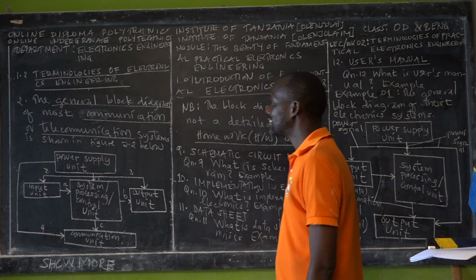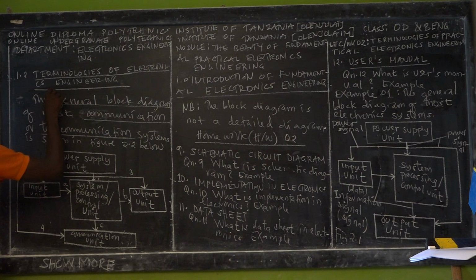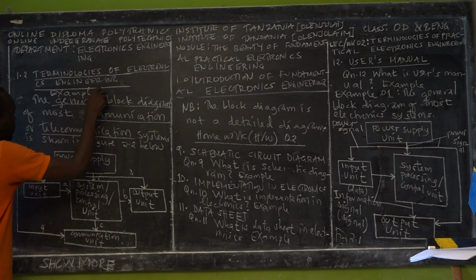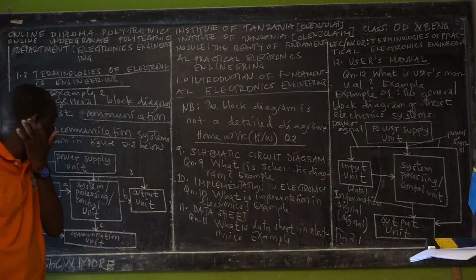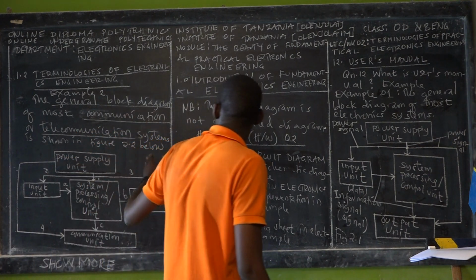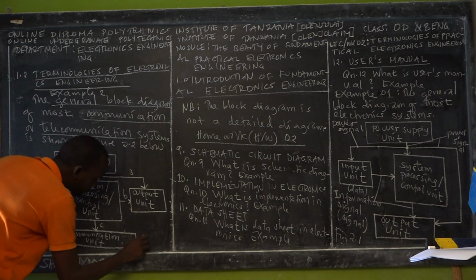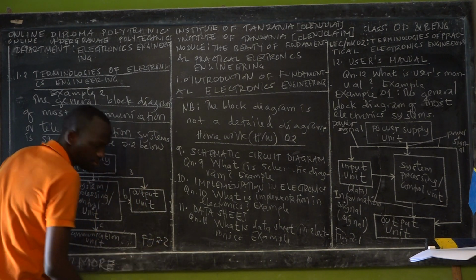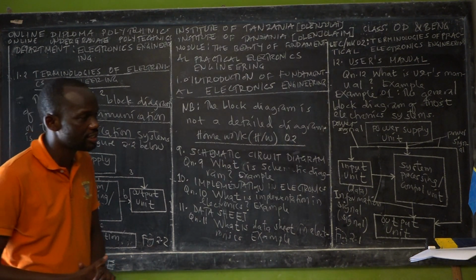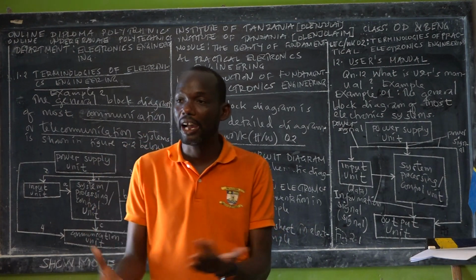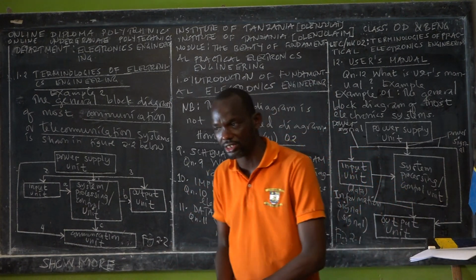Okay, so the second example is the general block diagram. The general block diagram of most communication or telecommunication systems is shown in figure 2.2 below. So this was figure 2.1, and I told you the names that you have, right? And this is figure 2.2. Once we say communication or telecommunication system, it means we have something we call the network part, or we have a transmitter and receiver. We have to expect those.